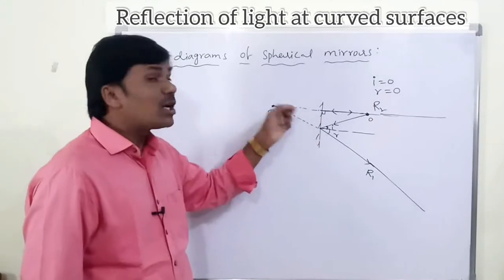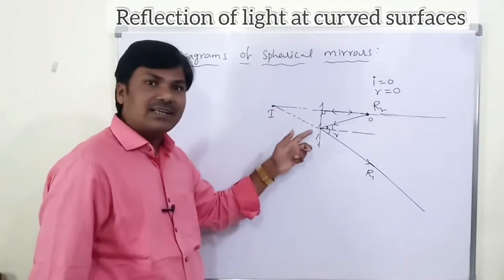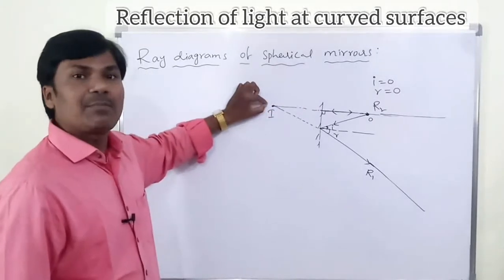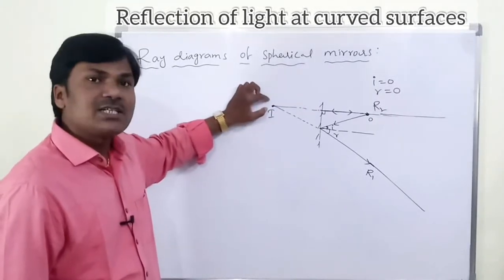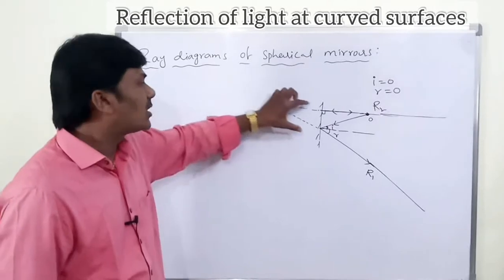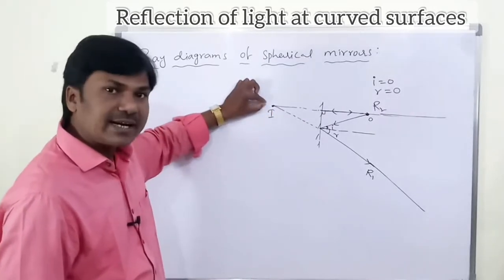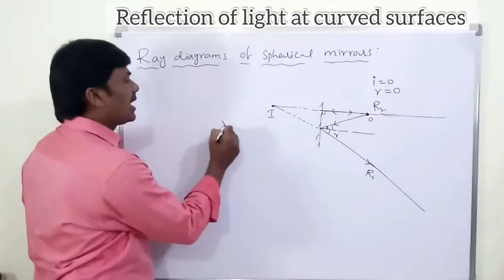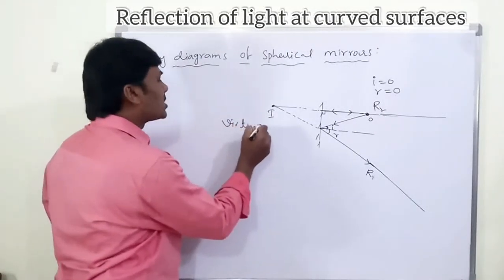What are those? Virtual rays. Really, light rays are not there. They are the virtual rays. So these virtual rays are meeting at a point to form an image. So this image, due to the intersection of the virtual rays, is called a virtual image. What image is this? A virtual image. Understand?